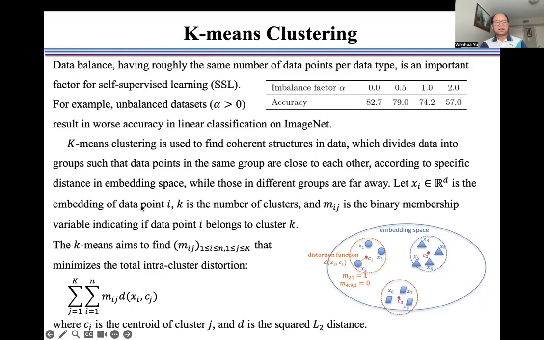The k-means aims to find mik that minimizes the total intra-cluster distortion, as shown here and explained in this figure, where ck is the centroid of cluster k and d is the squared L2 distance.